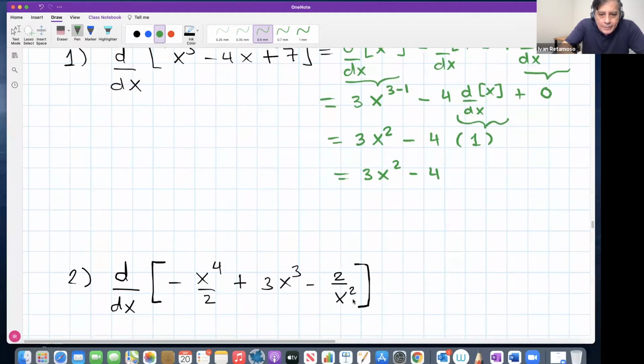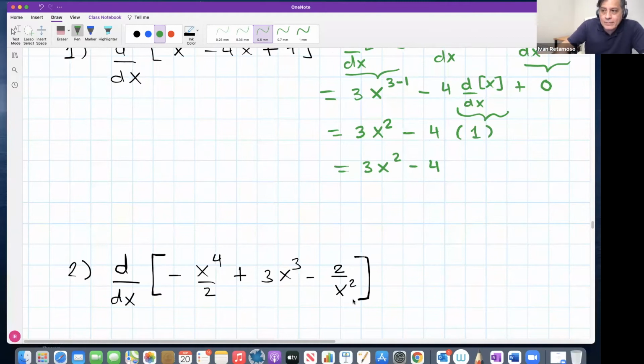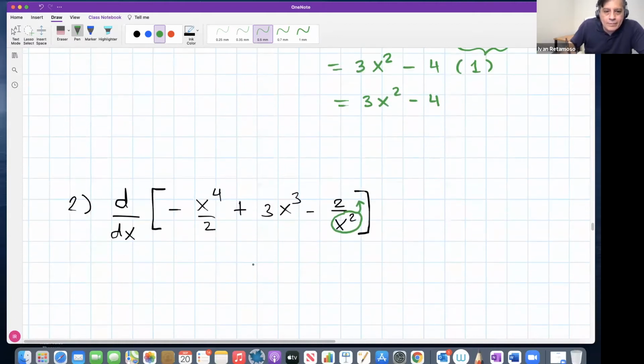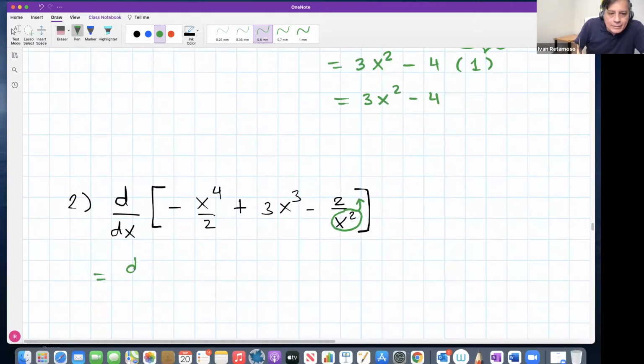I will show you. So if they ask you to take the derivative of a function that looks like this, first step, before taking your derivative, rewrite this 2 over x to the second power as this. Rewrite it as the derivative with respect to x of minus, look, this is division by 2. I'm going to write it as multiplication by 1/2 this way. Minus 1/2 times x to the 4 plus 3x to the third minus, here, look, put it up here, x raised to minus 2.